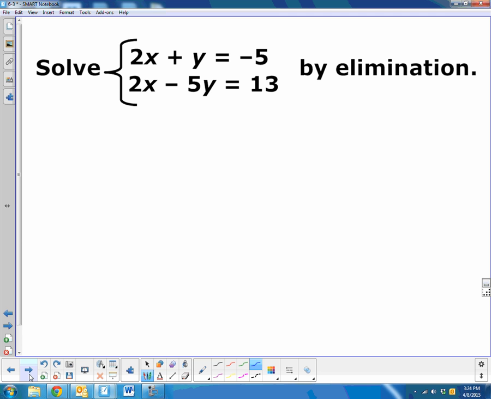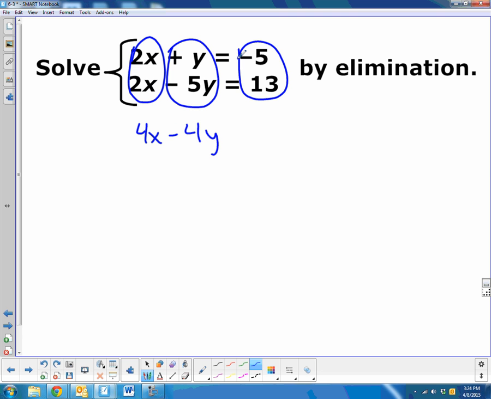You'll notice that if I add straight down the line here, 2x plus 2x would be 4x. Don't write this down yet. y minus 5y would be -4y, and -5 plus 13 is going to be 8. That didn't help me. None of the variables were eliminated. There's still an x, there's still a y. I cannot solve one equation with two unknowns. Not possible. Sorry. So we have to do something different.